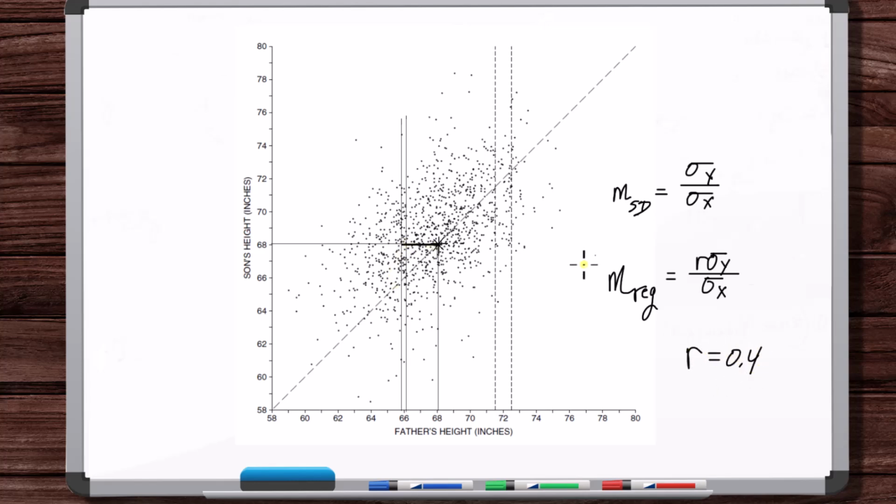And so when it came to the SD line, we would go all the way down to the SD line, a full sigma y. Well, now we're just going to go a portion, like 0.4 of that, like right there. You see? So the degree of scattering is being factored in here. You see how the regression line, with the incorporation of the correlation coefficient, factors in the degree of scattering. And that's it.